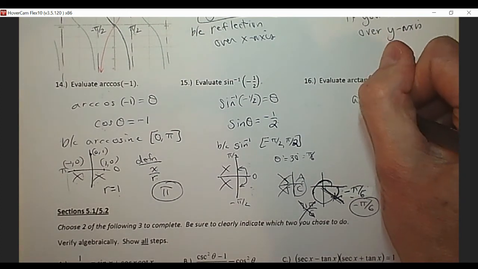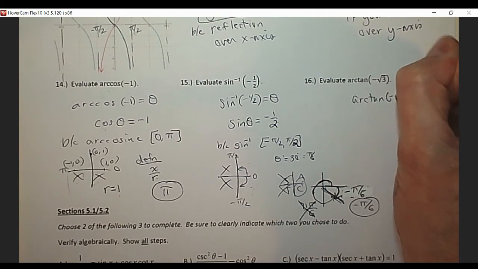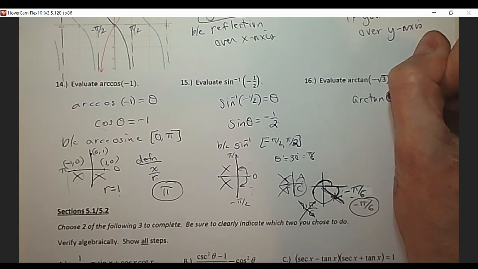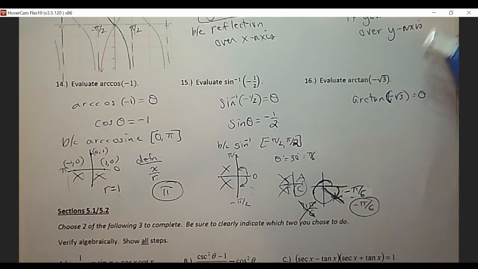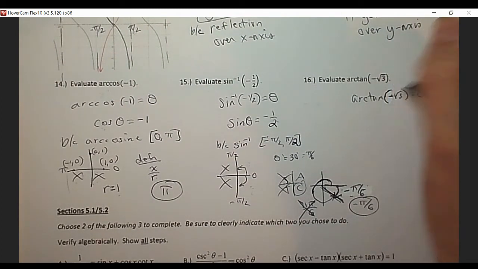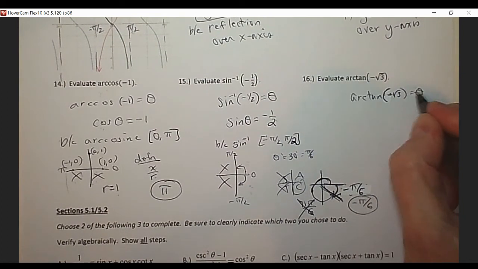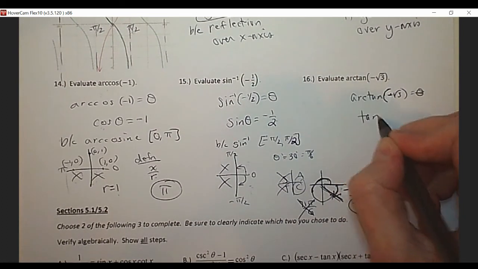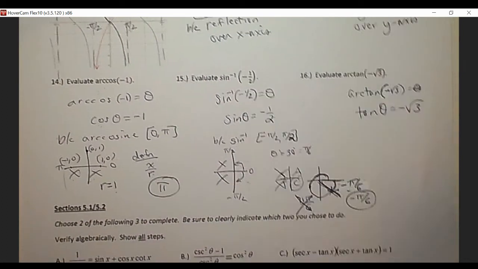Next one, arctangent of negative radical 3 equals theta. That's just my style because I like to acknowledge first that we're looking for an angle. Because for inverse trig functions, you put a ratio in, you get an angle out. And arctangent makes me uncomfortable, so I'm going to switch it over to tangent.